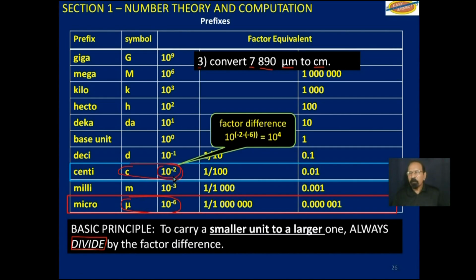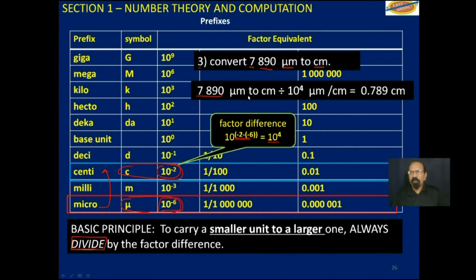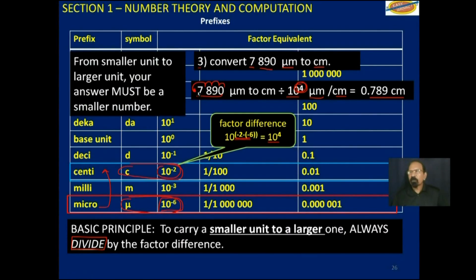10 to the negative 2 divided by 10 to the negative 6. So you subtract the indices and you get 10 to the 4th power. That is 10,000. It takes 10,000 micrometers to make 1 centimeter. So we will divide by this. Divide what we are given there by 10 to the 4th micrometers per centimeter, and we get 0.789 centimeters. We move the point 4 places: 1, 2, 3, 4. From a smaller unit to a larger unit, your answer must be smaller.